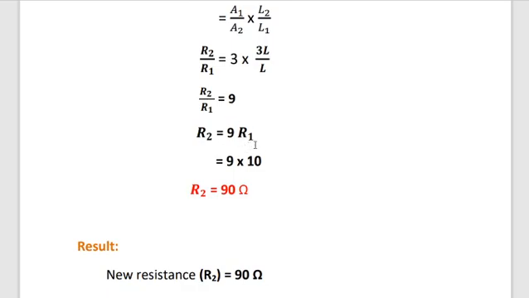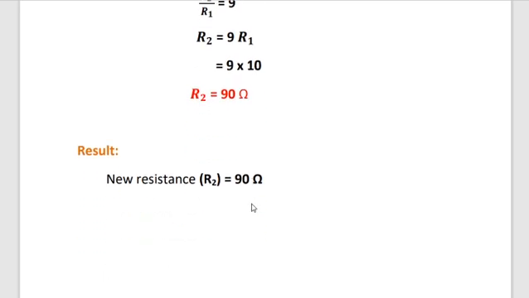What is the R1 value? R1 is given as 10 ohms. So 9 into 10 ohms is equal to 90 ohms. So the new resistance R2, when length is increased to 3 times, is equal to 90 ohms. So result: new resistance R2 is equal to 90 ohms. Thank you students.